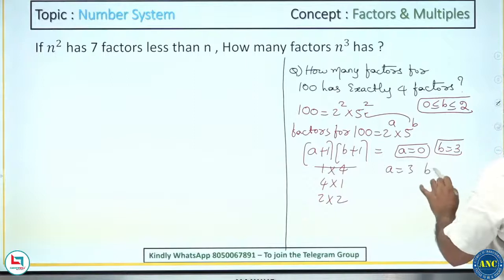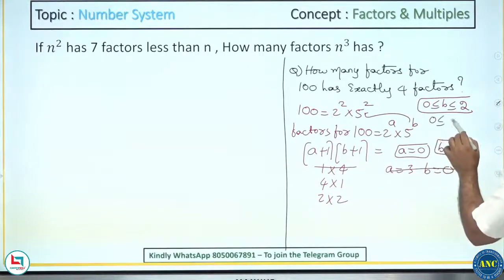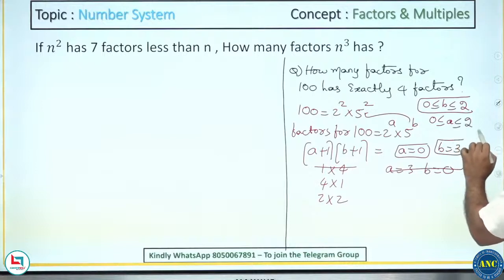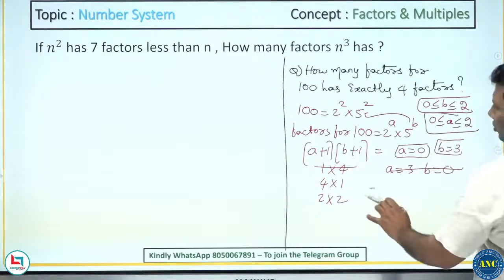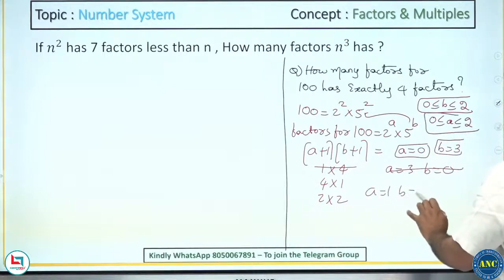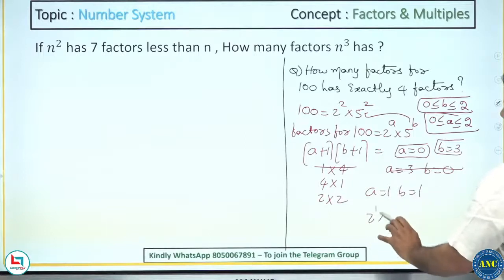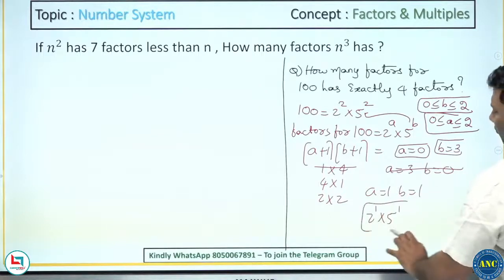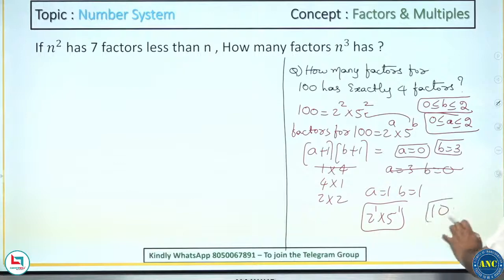Next one, A plus 1 is 4, A value 3, B value 0. A value 3 is not possible, since 0 is less than or equal to A less than or equal to 2. Next, A value 1, B value 1. So answer is 2 into 5, 10. How many factors have got exactly 4 factors?